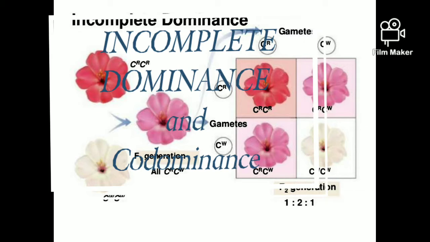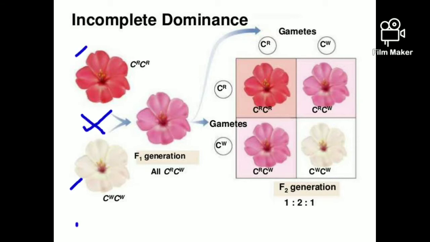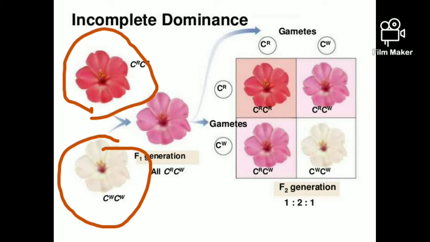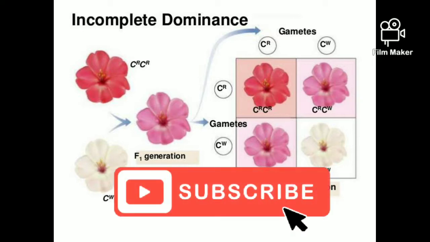Students and friends, we are now on our lesson, incomplete dominance and codominance, and these are both non-Mendelian patterns of heredity. Our first illustration is a Punnett square between a red and a white flower. Here in the illustration, the red and white are crisscrossed using a Punnett square, and it produces pink flowers.